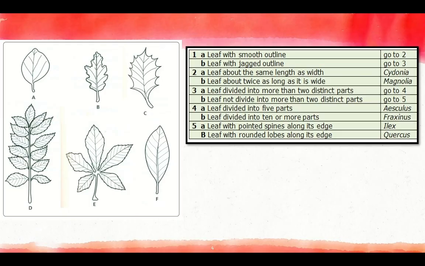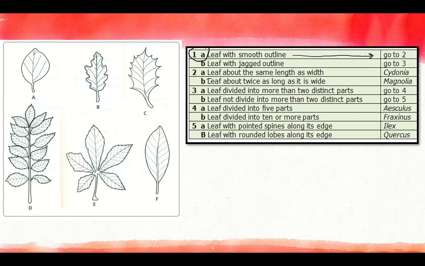Let's do another example in which different types of leaves have been given and we have to identify their names. I'm going to read point number 1A. Point number 1A says, the leaf with smooth outline. For the leaf with the smooth outline, we have to go to point number 2.